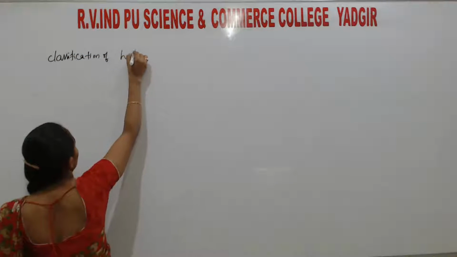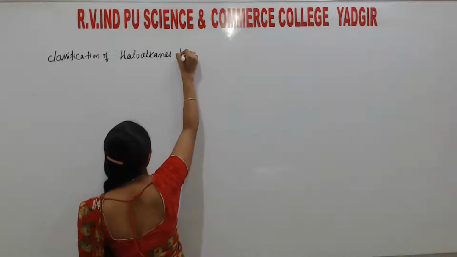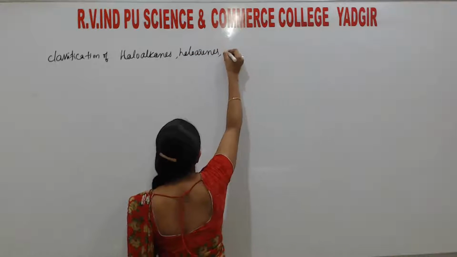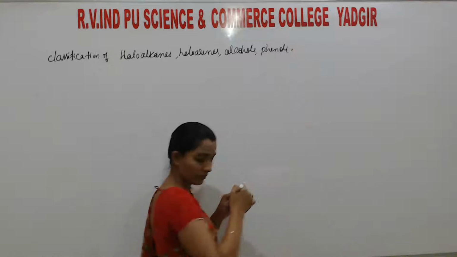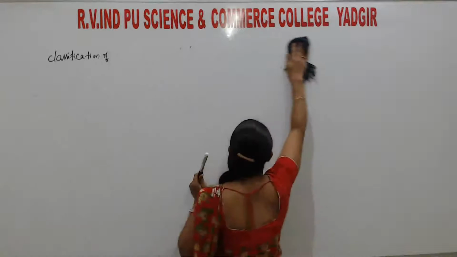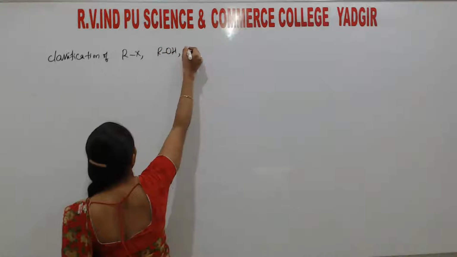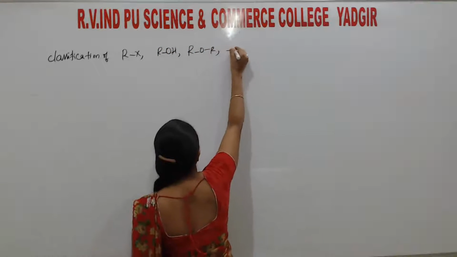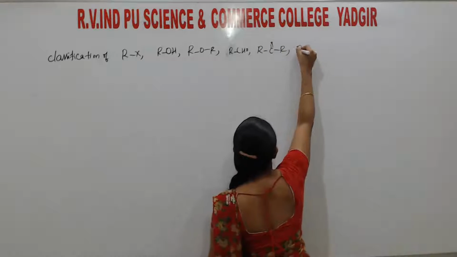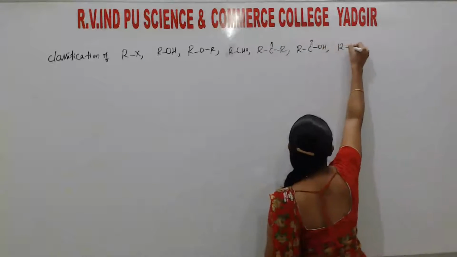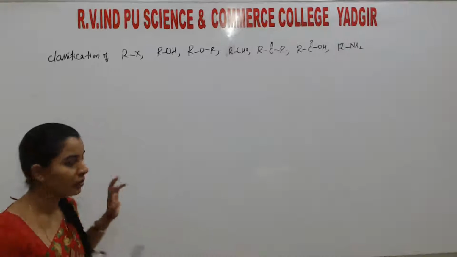Classification of haloalkanes. Haloaryls classification is not there. Haloaryls, right? Alcohols, phenols. Classification of haloalkane, haloaryl, alcohol, phenol, ether, aldehyde, ketone, carboxylic acid, and amine. All the classification I will explain in a simple manner for you to understand.